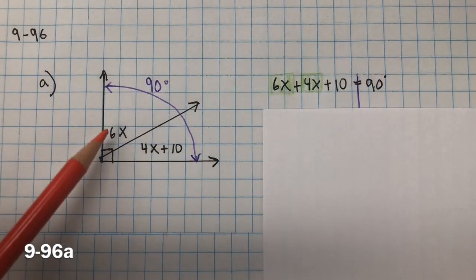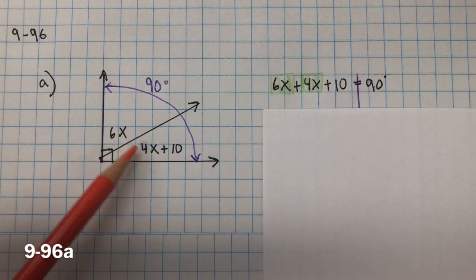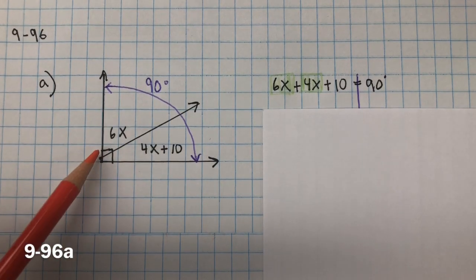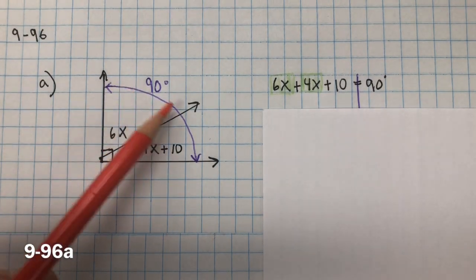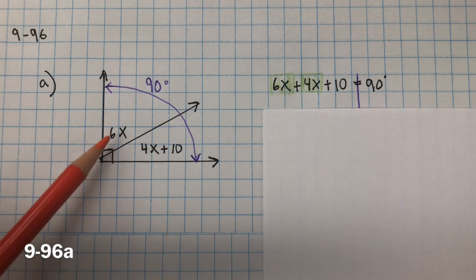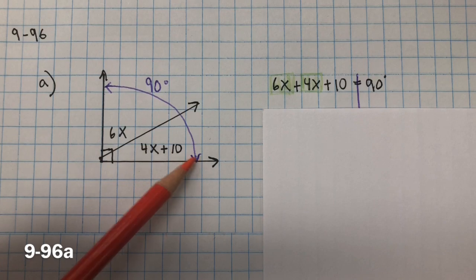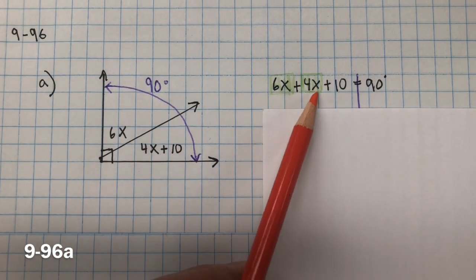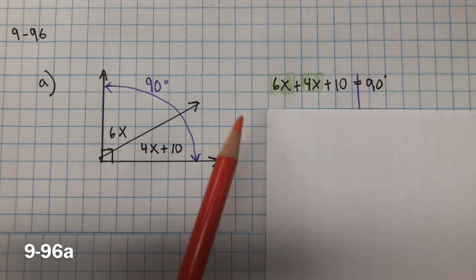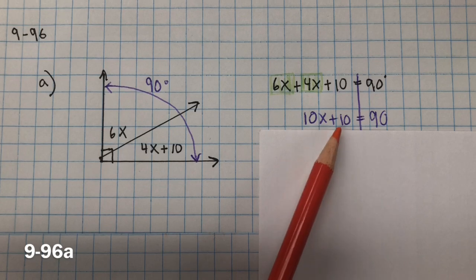For 96a, we need to find the value of x. And we know that this is a right angle, and right angles have a measure of 90 degrees. So we know that this angle plus this angle is going to equal 90 degrees. So we have 6x plus 4x plus 10 equals 90. Combine like terms. We get 10x. 6x plus 4x equals 10x.